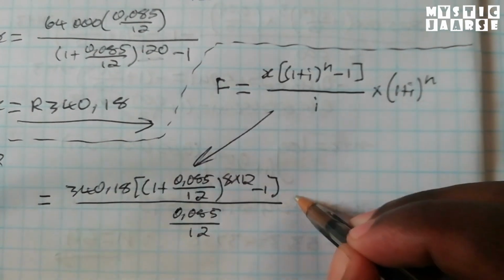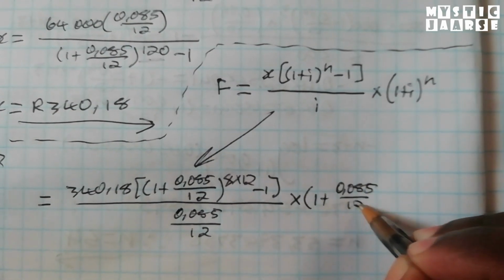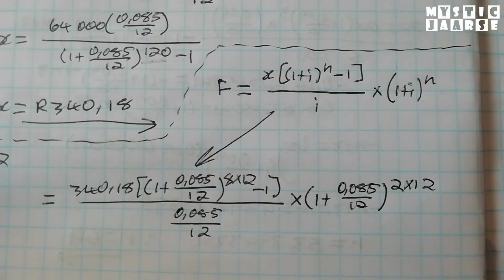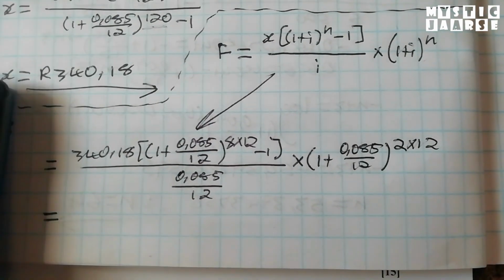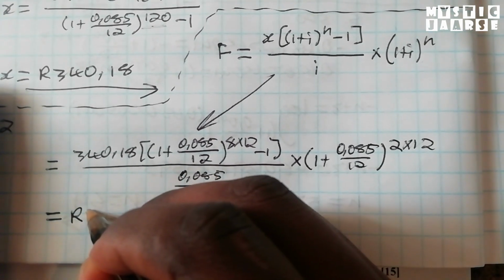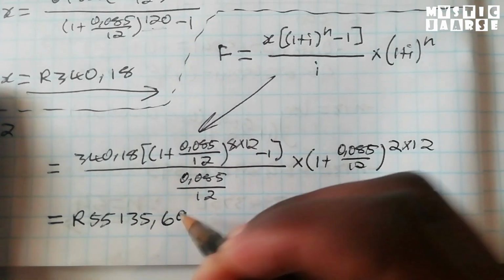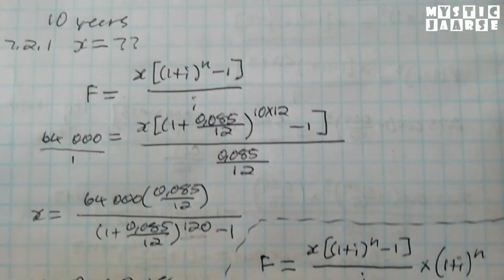Now the answer that we get here will be compounded for 0,085 divided by 12 to the power of 2 years times 12 months. Now we need to carefully plug this whole thing into our calculator to get the answer. So now at the end of 10 years, Andile will be having 55,135 rand 69 cents.